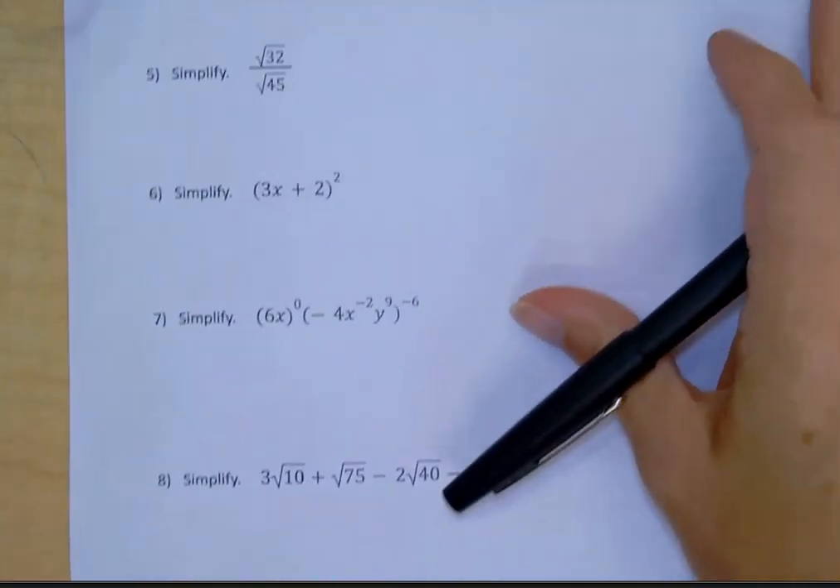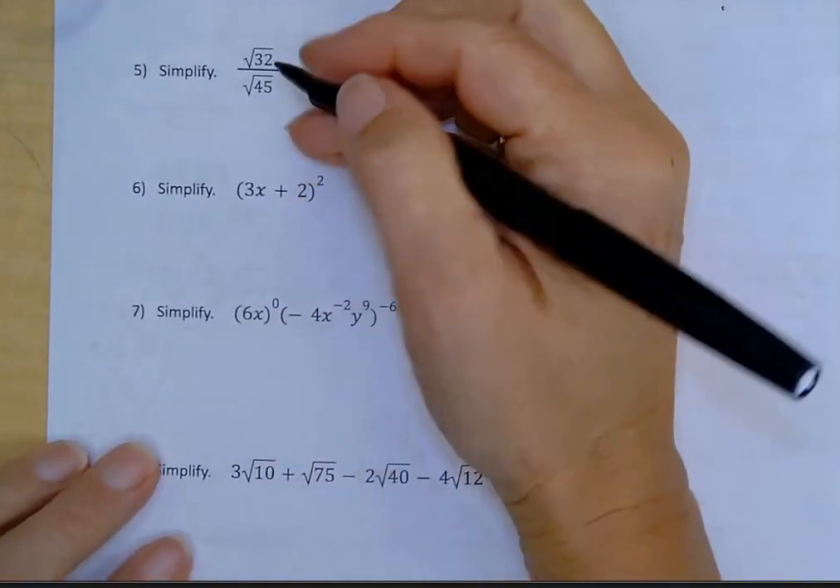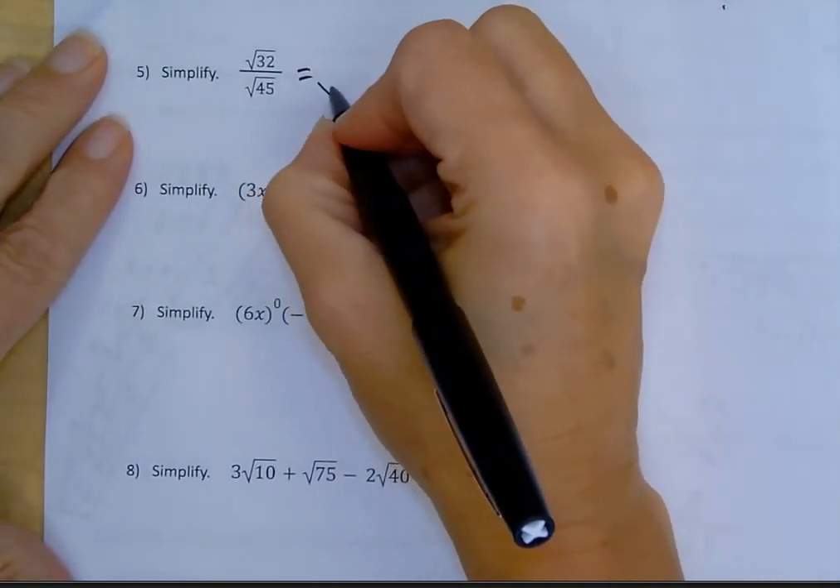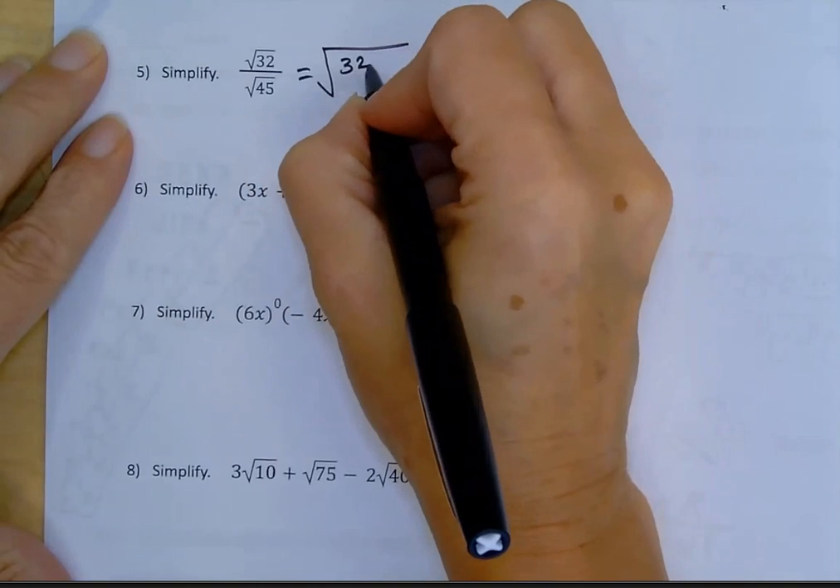Next, we're going to simplify. Remember, if we have a square root over a square root, we have some options. We can say that that's all the same fraction.